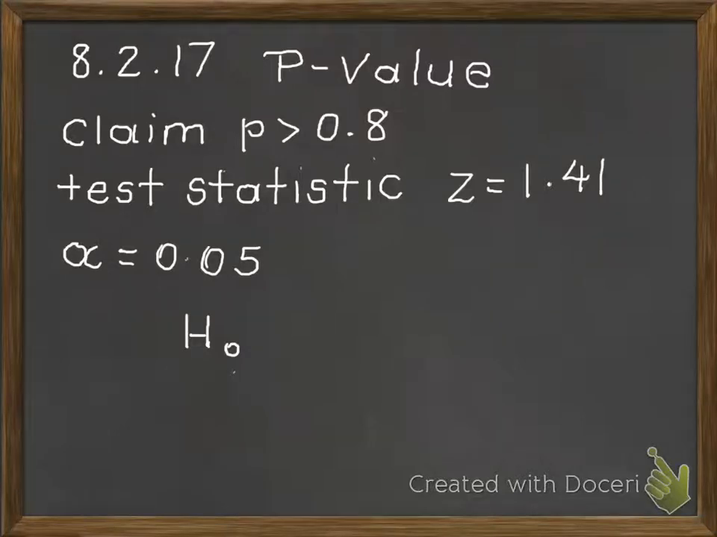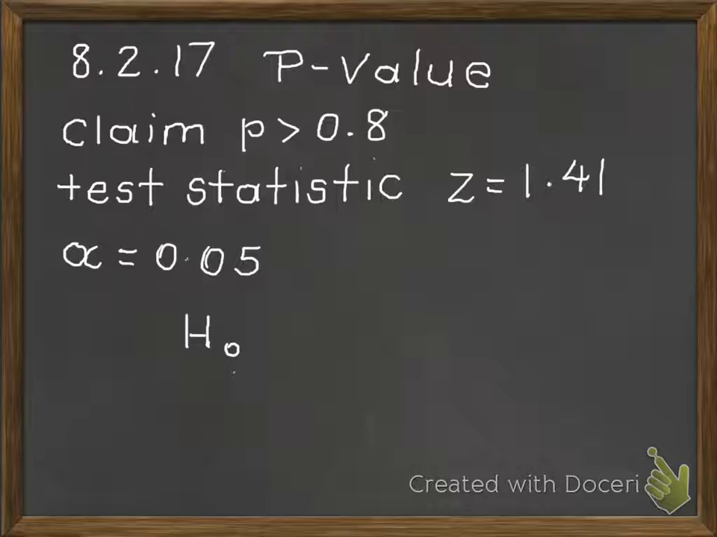This is a question from the study plan, 8.2.17, and there's a hard copy attached. In this video I'm going to do the first part, finding the p-value, where we're given that the claim is that the proportion is greater than 0.8. So this is the claim that we want to test using a hypothesis test.